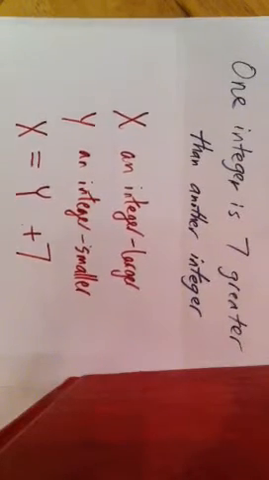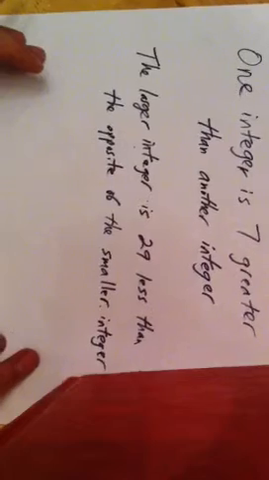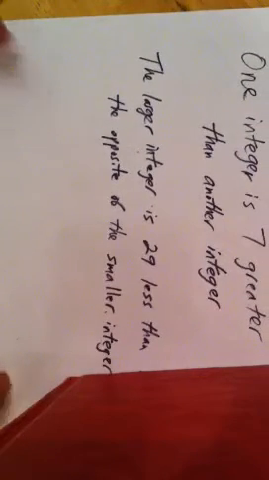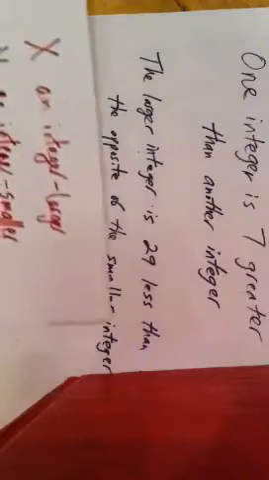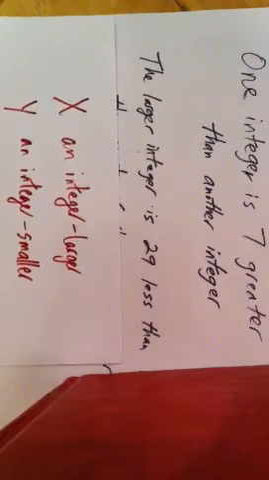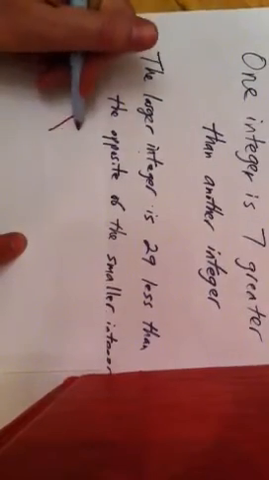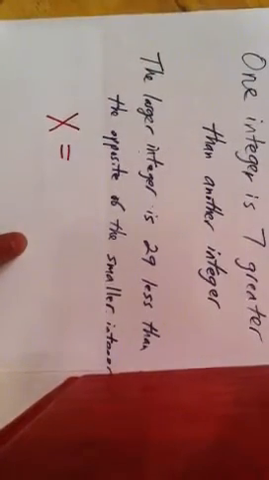Okay, now let's take a look at our second sentence. Boom, okay. The larger integer is 29 less than the opposite of the smaller integer. How do we do that? Okay, well, let's take a look and see if we can figure that out. The larger integer, so let's think back to what we said here. X is the larger integer, y is the smaller. Okay, so if x is the larger one, let's go ahead and start translating. The larger integer, x, is, remember is means equals, 29 less than.